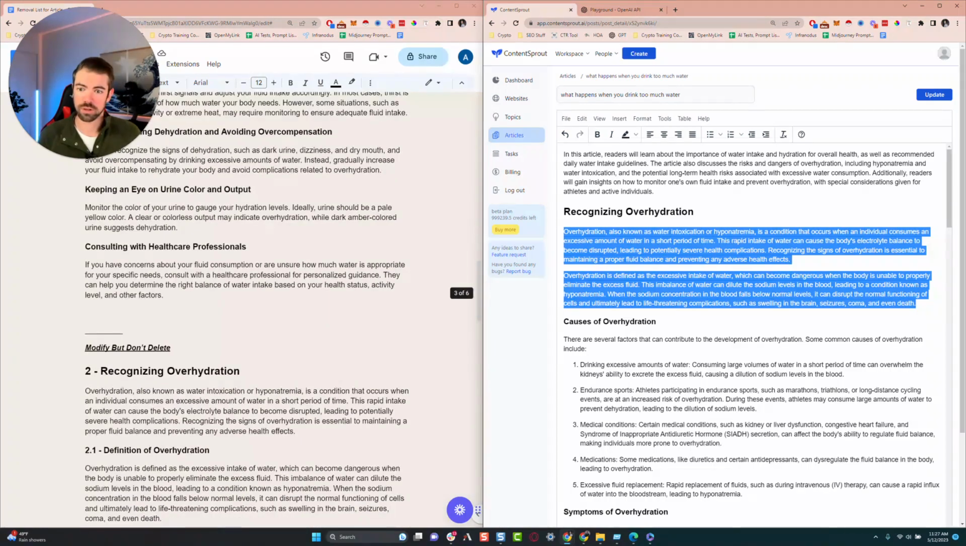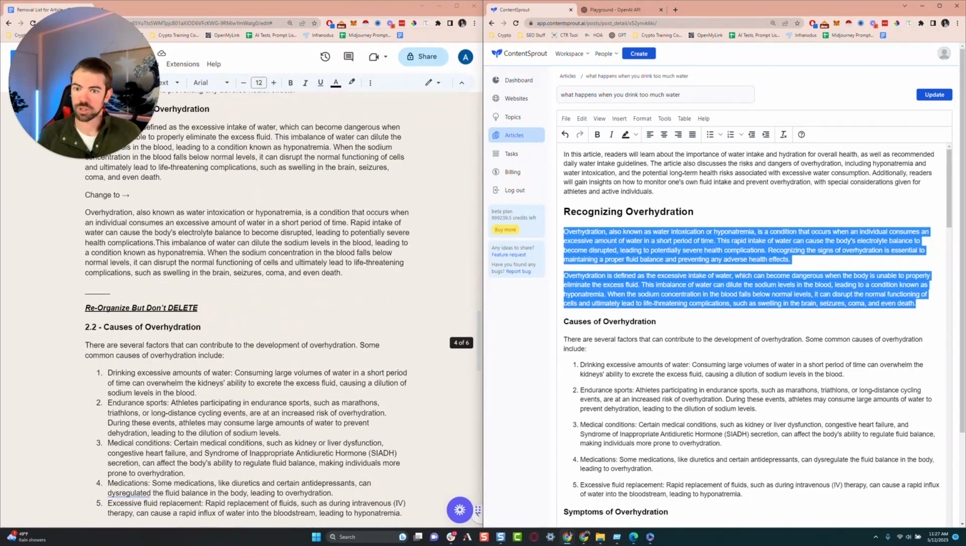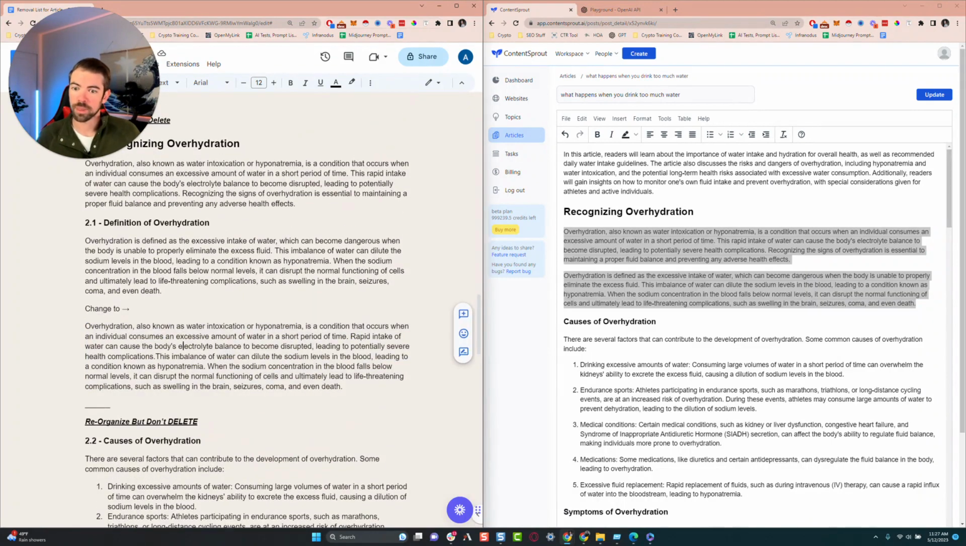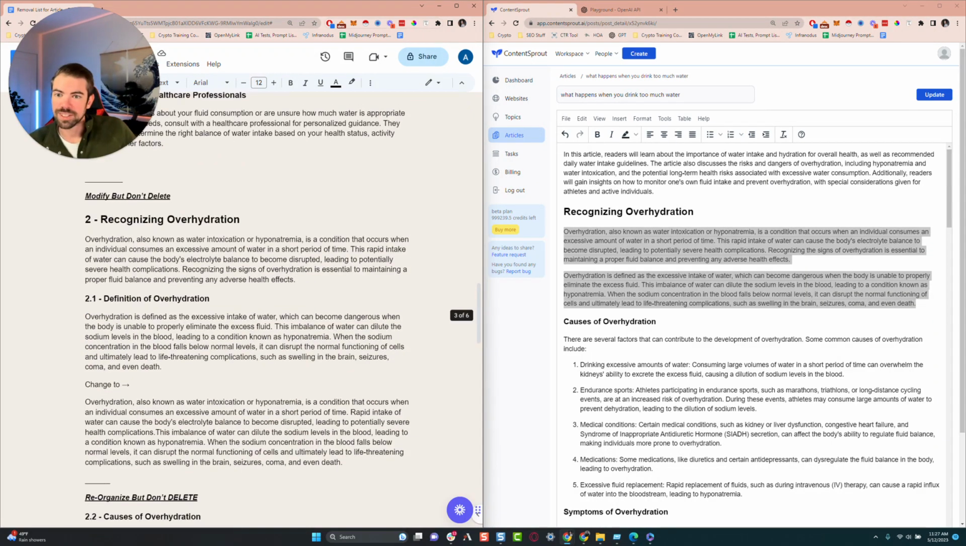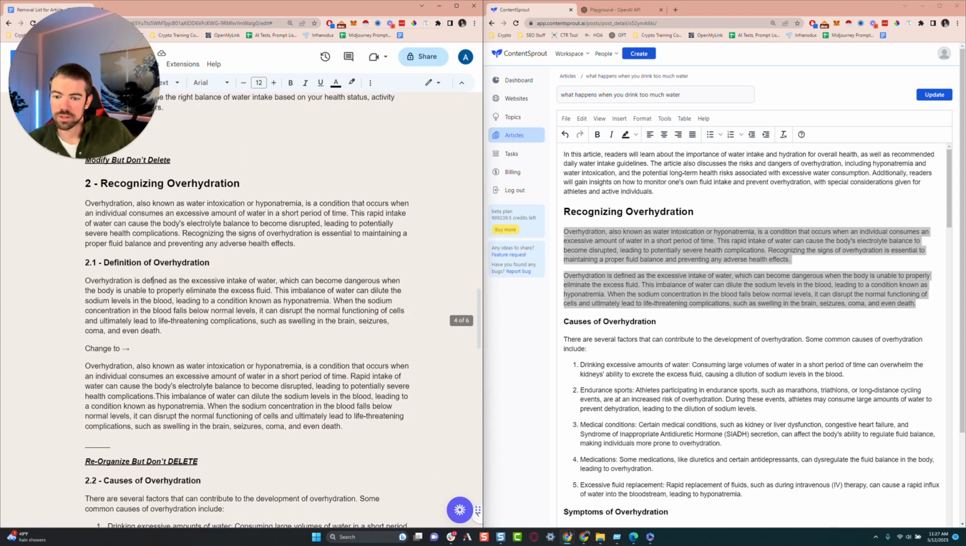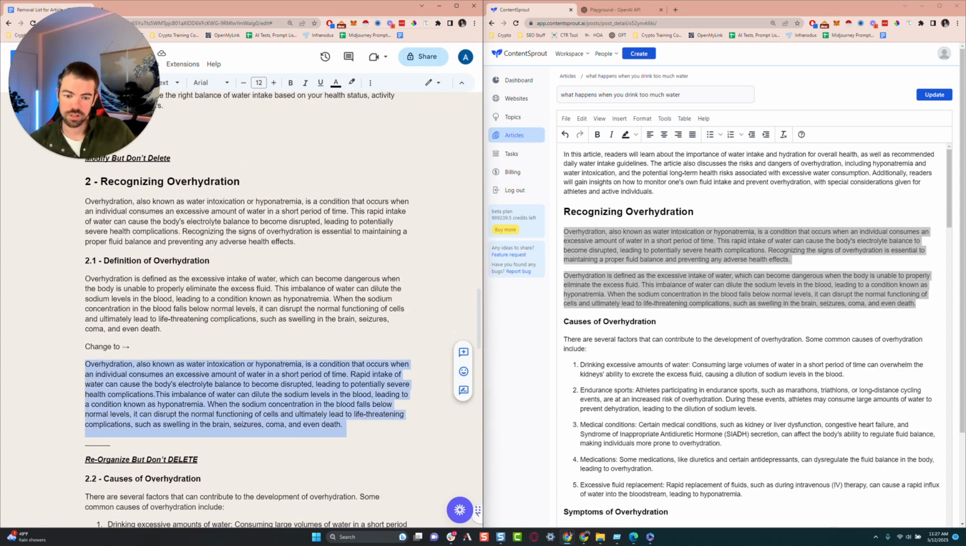Modify but don't delete. Oh, here it is. I already did this. Cool. So what I've decided to do here is overhydration. Boom. So removing this.